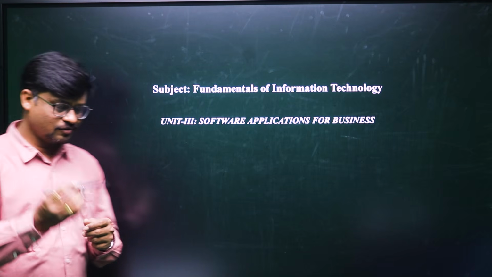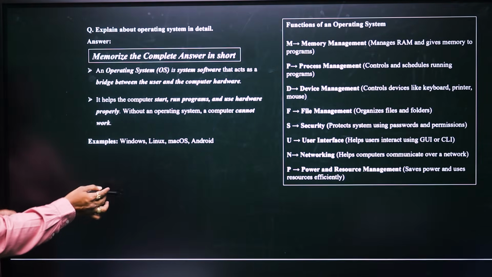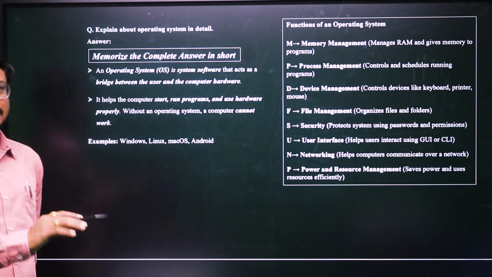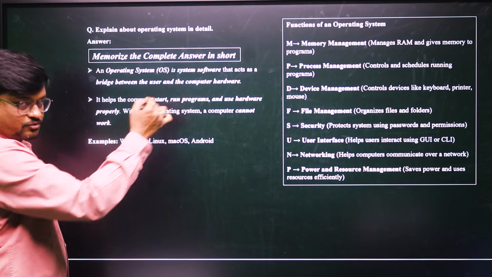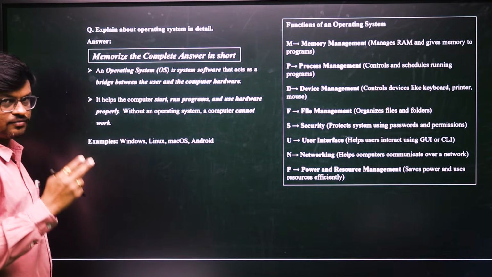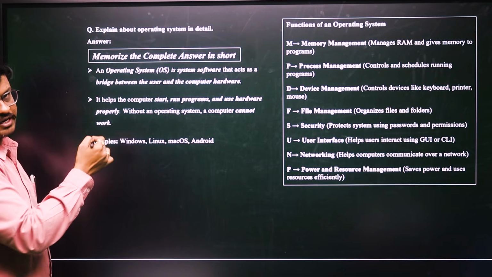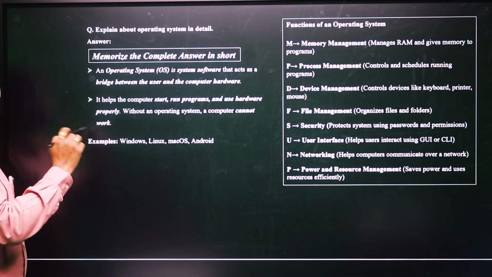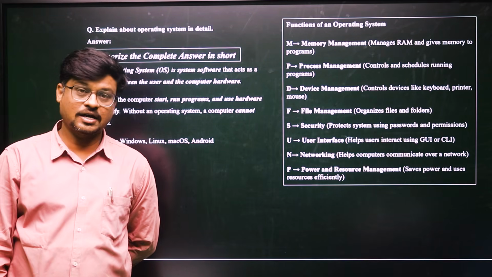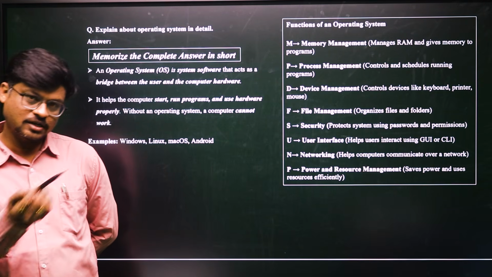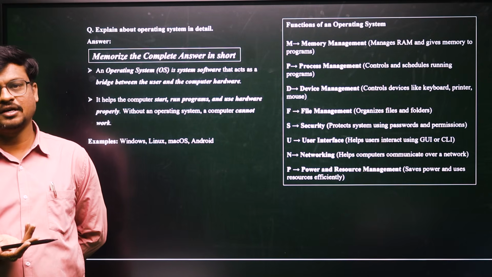Okay? So we'll start with system software, that is operating systems. An operating system is considered the interface between the user and the machine. Operating system is a system software. As I said, we have two types of software: system software and application software. Operating system is a kind of system software that acts as a bridge between the user and the computer hardware. If a user needs to talk to a machine, we need to have an operating system.